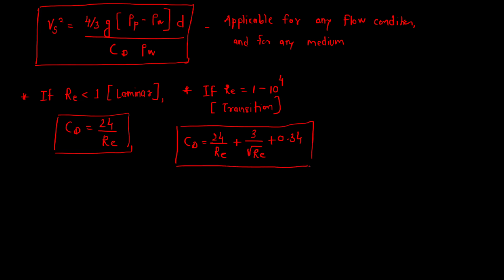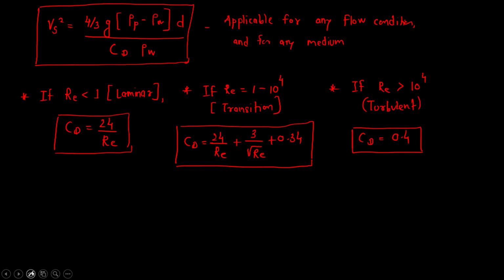And if Reynolds number is greater than 10 to the power 4, then it is called turbulent flow, and for this CD value is 0.4. See, now based on the Reynolds number value, you have to substitute this CD value in the above equation and get the value of settling velocity.